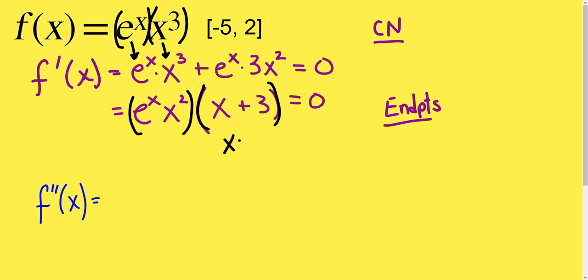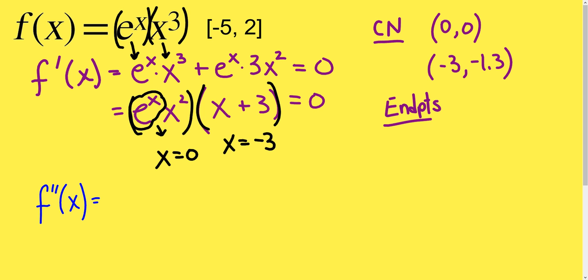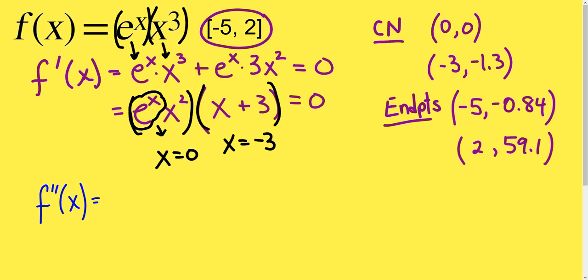So clearly this is 0 when x equals -3. We solved that. But when is this equal to 0? Well, e to the x is never equal to 0. But x squared, of course, is equal to 0 when x equals 0. So we have a start on our critical numbers, 0 and -3. Each of those I plugged back into f of x, and I found the coordinates there. The extreme value theorem says I also want to be sure to check my endpoints, -5 and 2. I put those back into the function and found what those coordinates were too. So I kept a list on the side here.